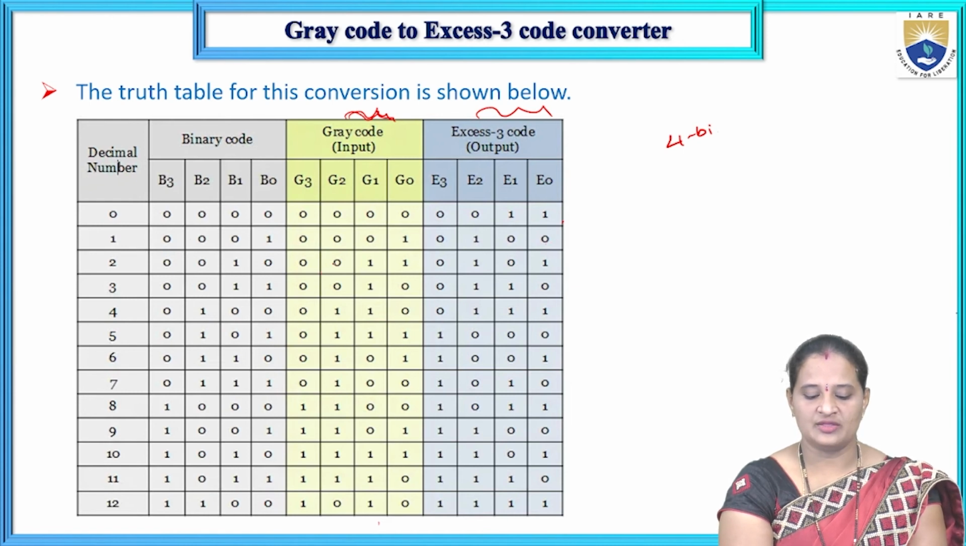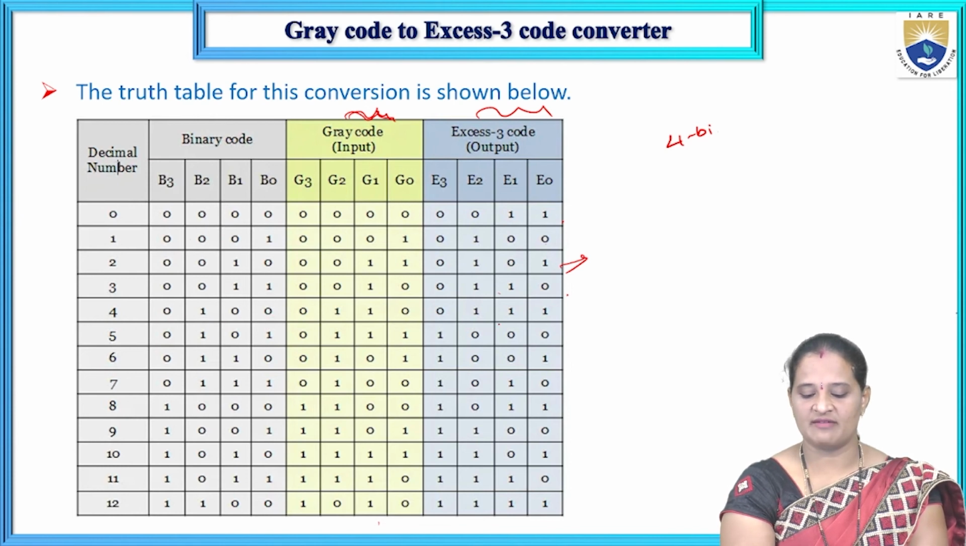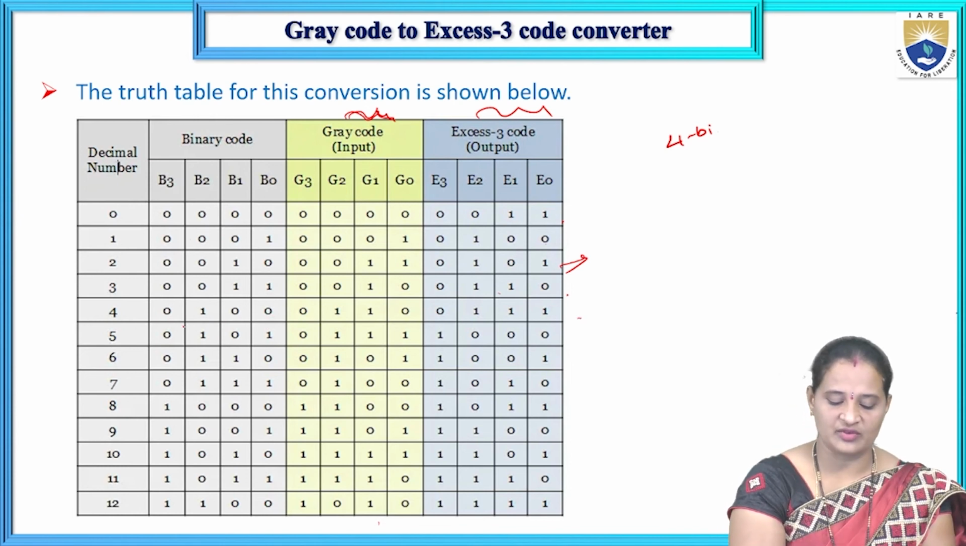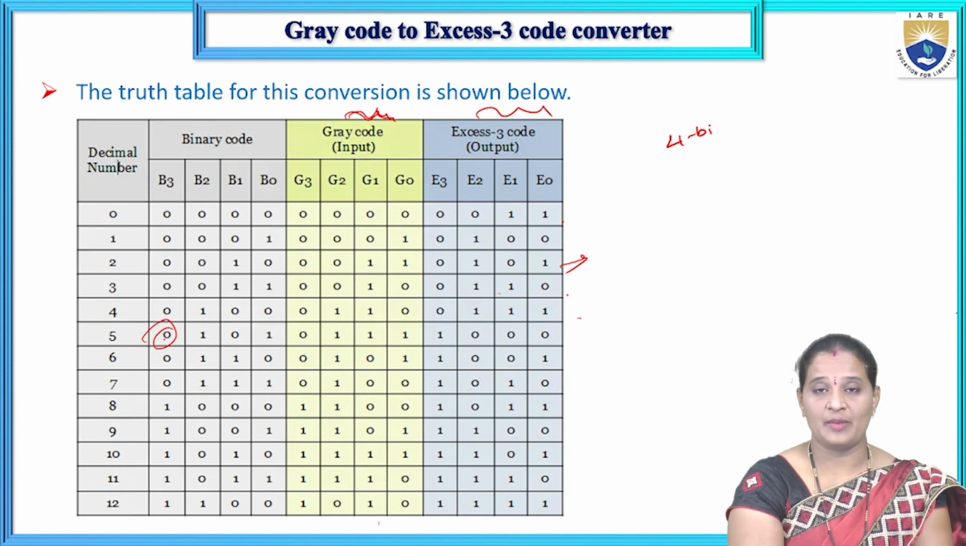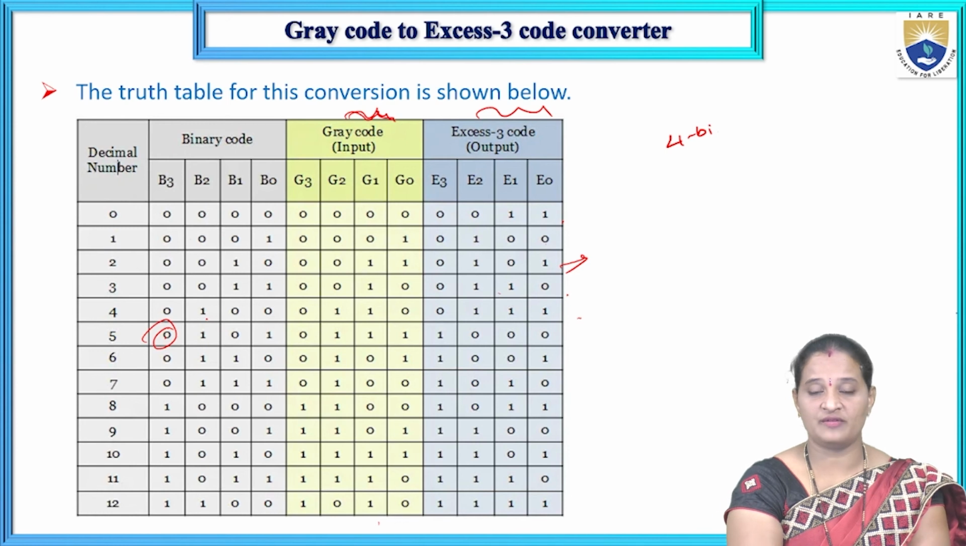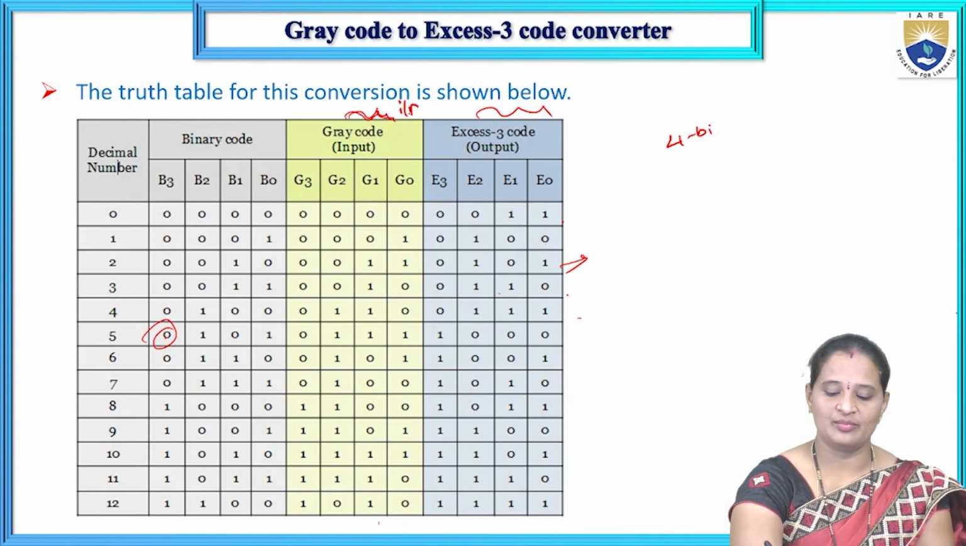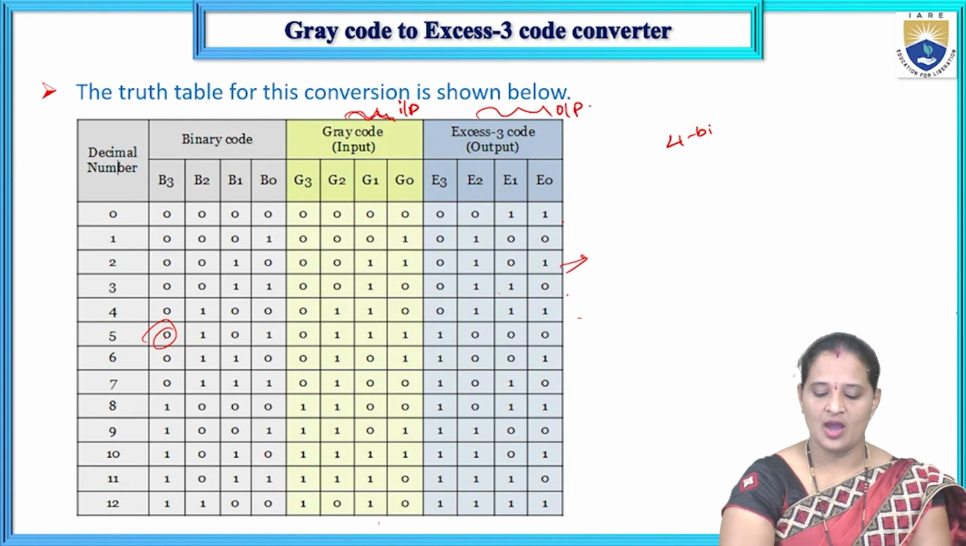And next 2 plus 3 is 5. This is the Xs3 code, right? So 3 plus 3 is 6, 0110. Next 4 plus 3 is 7. So that means we are writing the binary code for the respective gray code and the Xs3 code for the respective binary code. So this is considered to be my input and this is considered to be my output.